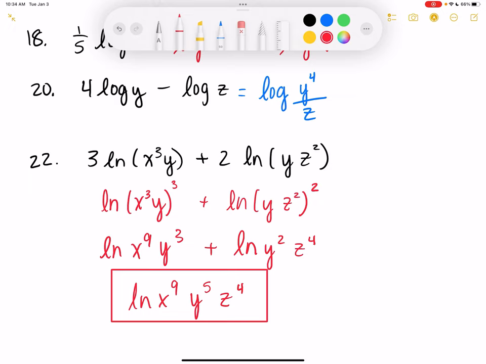Well, odds are if you had actually done this in the reverse direction, you would have written ln of x to the 9th plus ln of y to the 5th plus ln of z to the 4th. And then you would have just put everything out front. A lot of times, going in the reverse direction, you won't actually always get back to that.